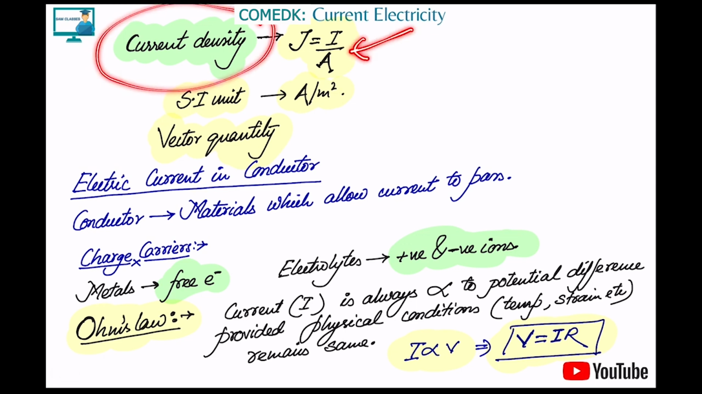You should know this. Current density is nothing but current by area. Anything you divide by area, you get the density of that. How dense it is means per unit, per meter square, how much it is. Okay, clear? So what is the SI unit?